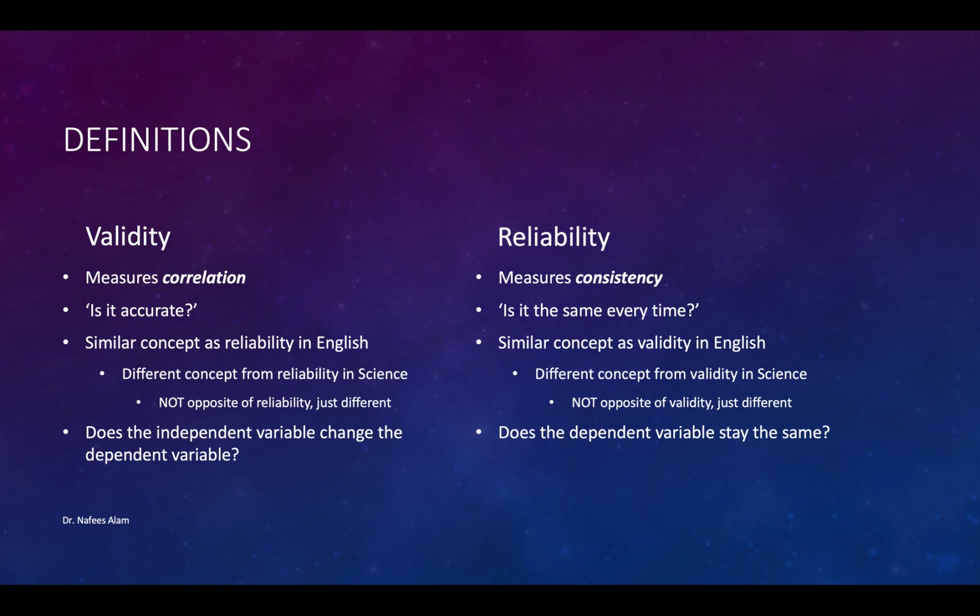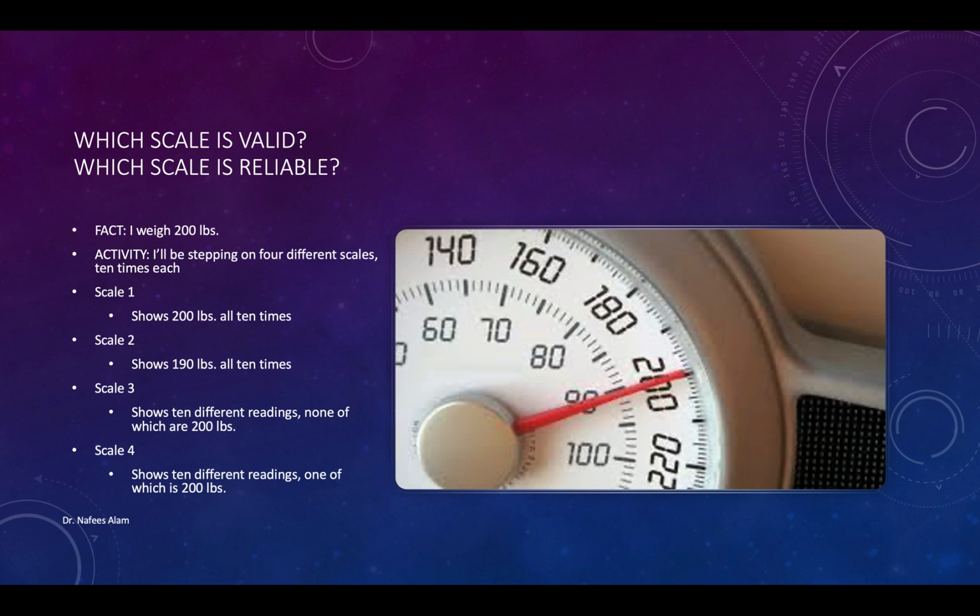If we're thinking about this in the context of variables, when we think of validity, we want to think of whether or not the independent variable changes the dependent variable. Does the independent variable change the dependent variable? And when we're thinking of reliability, we want to ask, does the dependent variable stay the same? So a few examples here for you.